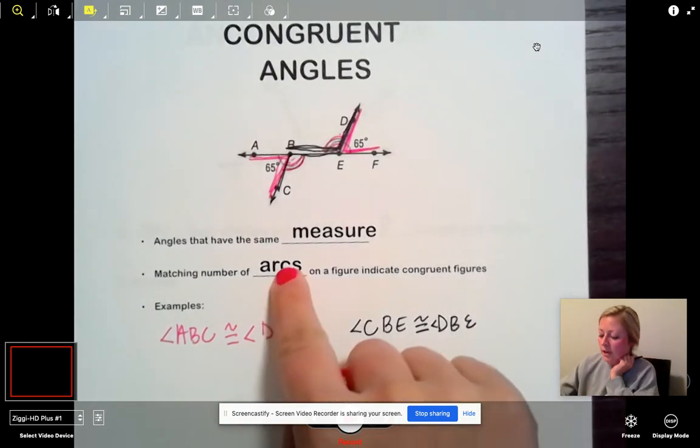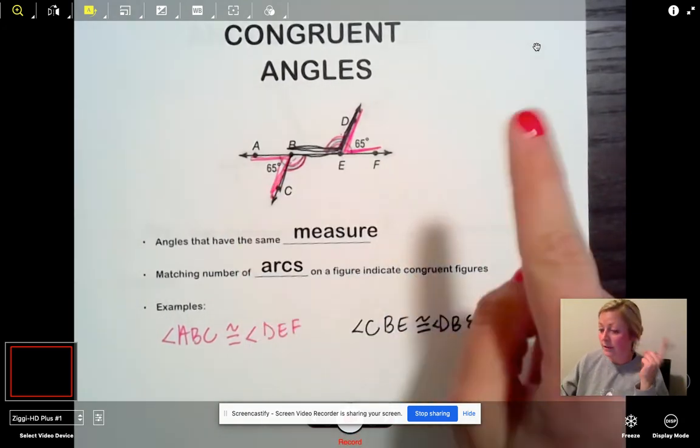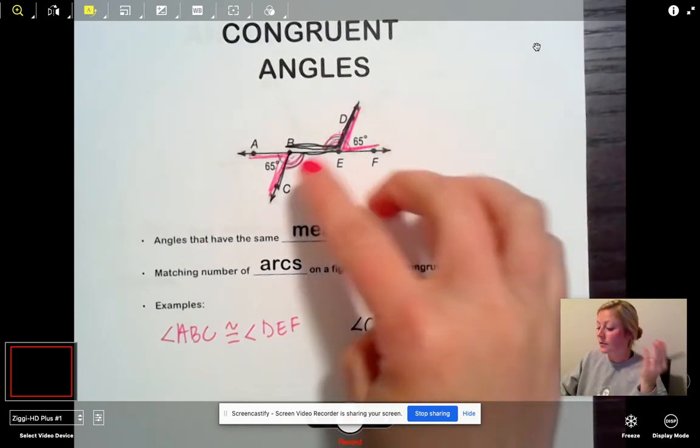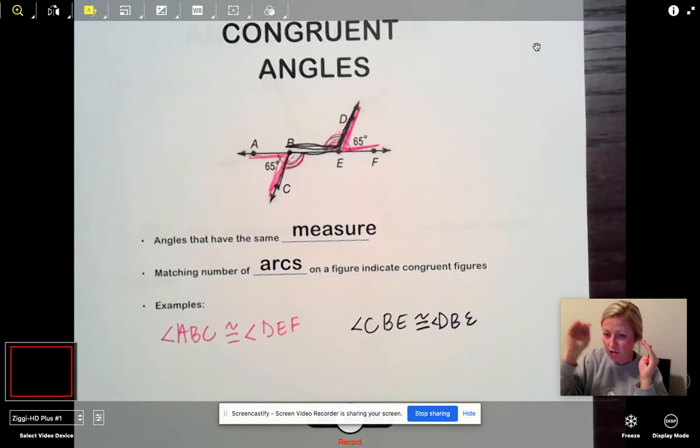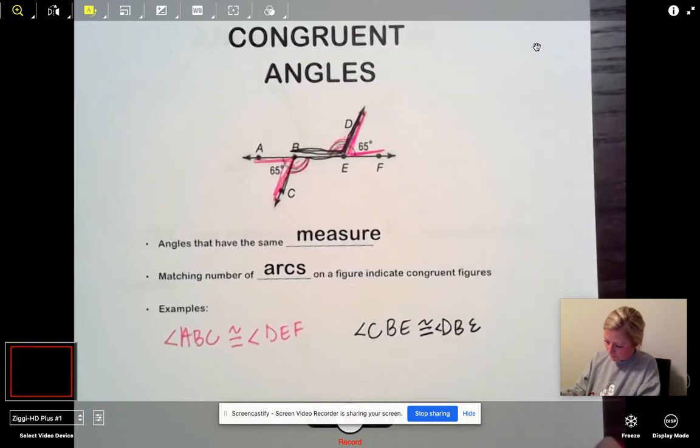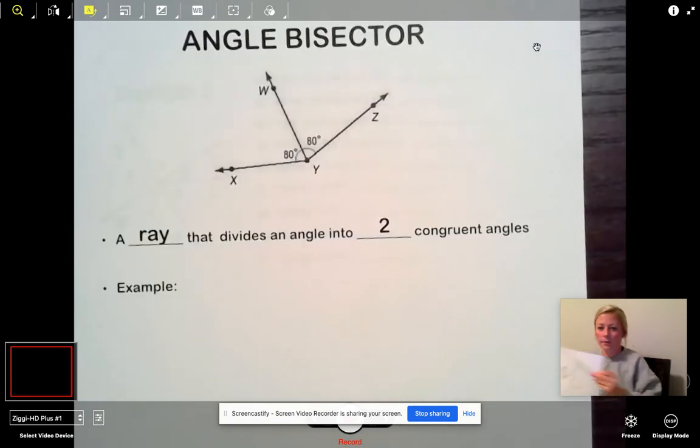So look for the archy mark. If there's 1 archy mark, look for an angle that has 1 archy mark and they're congruent. If there's 2 archy marks, those angles are congruent. So just match your archy marks and those will tell you congruent angles. All right.